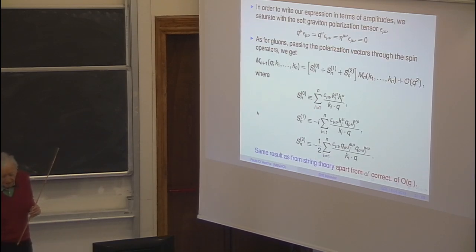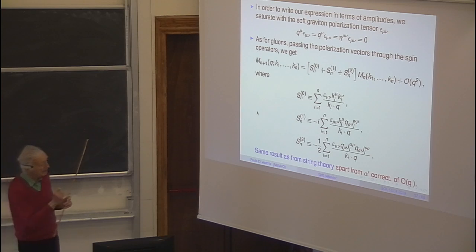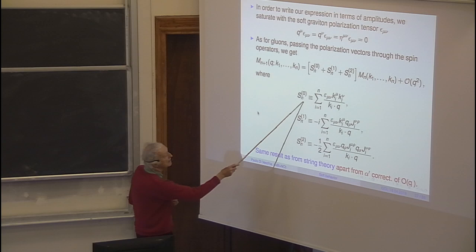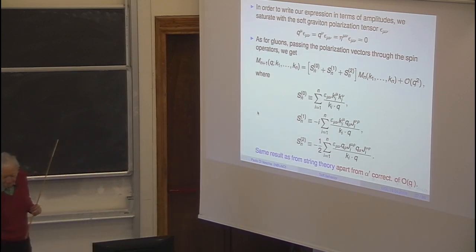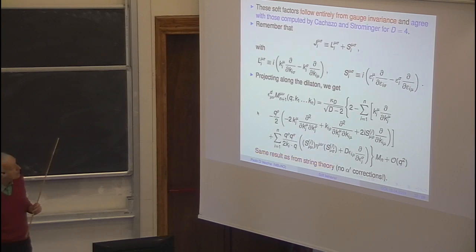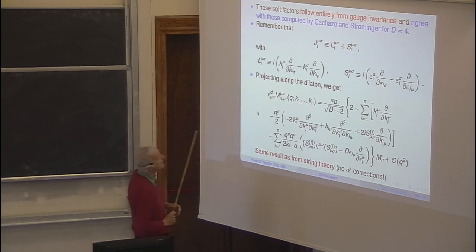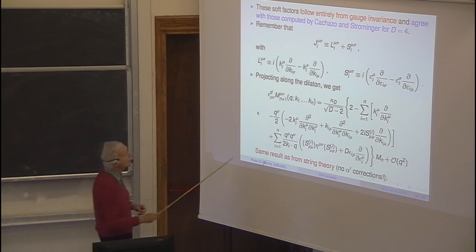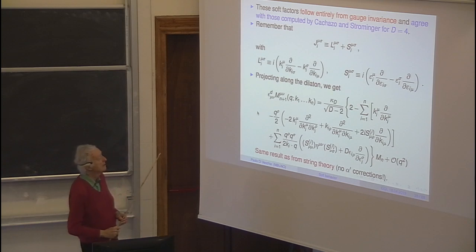Now, for the graviton, you have to impose this condition. You have to pass again the polarization through this sigma matrix, and you get these three terms. And these three terms follow completely from gauge invariance and agree with those computed by Cachazo and Strominger for d equal 4. And remember that this is the sum of the two, orbital and spin.